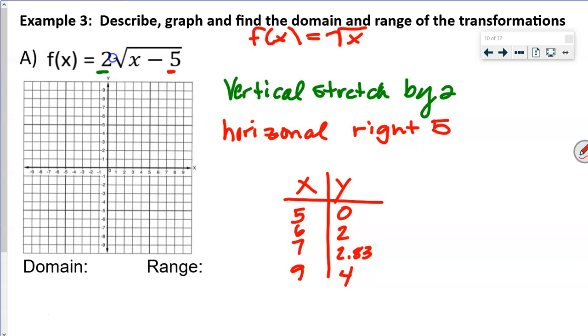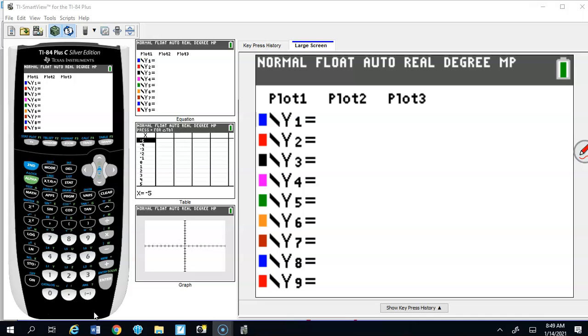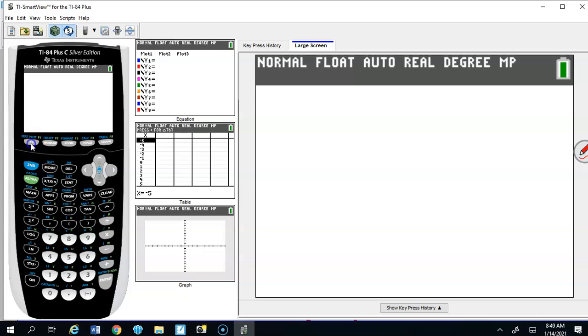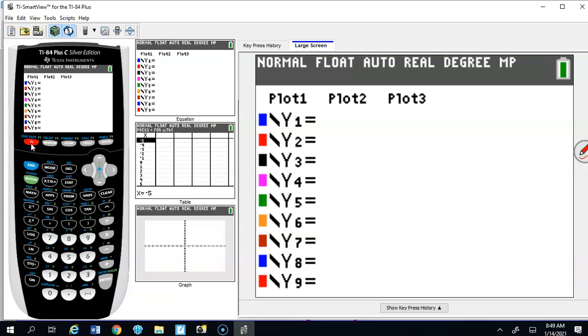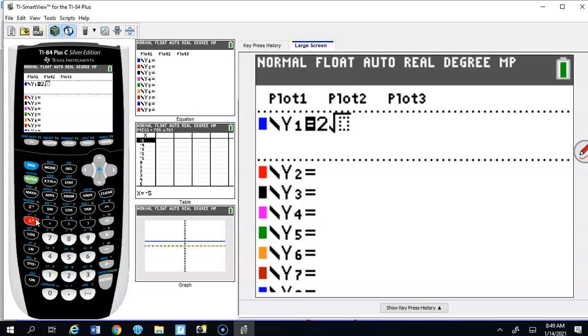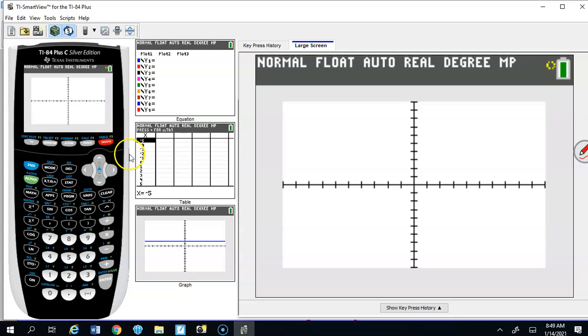I want to pause right here and show you guys how you can do this on the calculator. Okay, so if you have a graphing calculator, let me just come out of here so you guys can see where I'm going to go. I'm going to click Y equals here, and then I'm going to put in this equation: 2 times the square root of x minus 5. So now I could click graph here and we could see the graph of it, which might help me determine exactly where I need to go here.